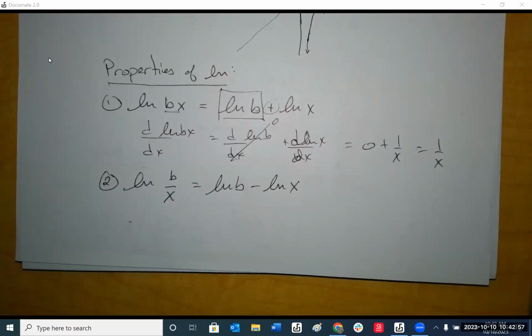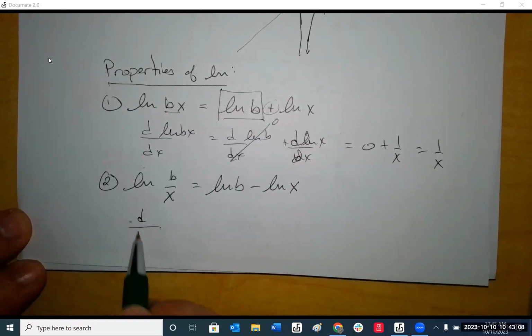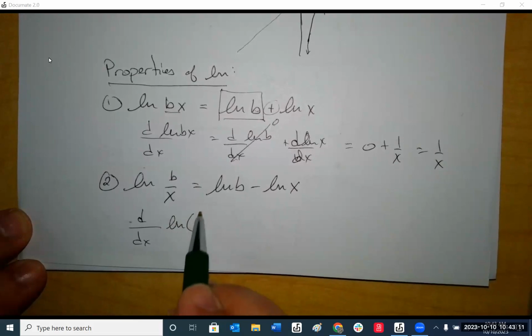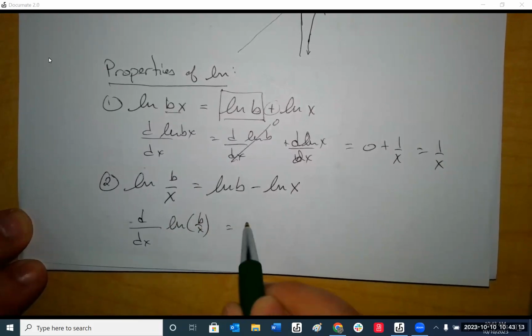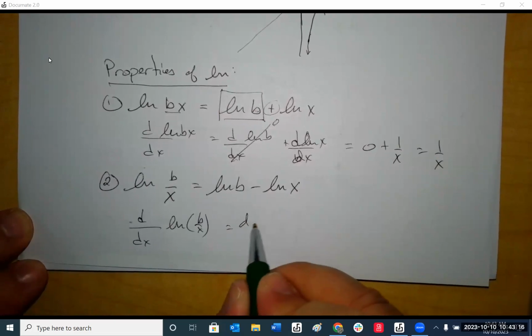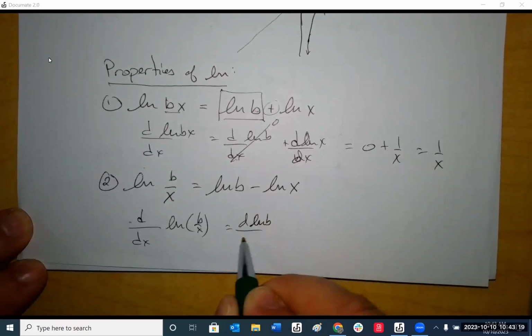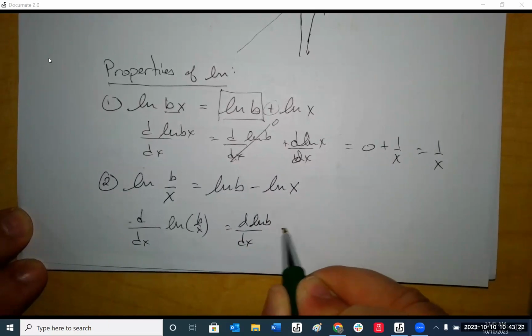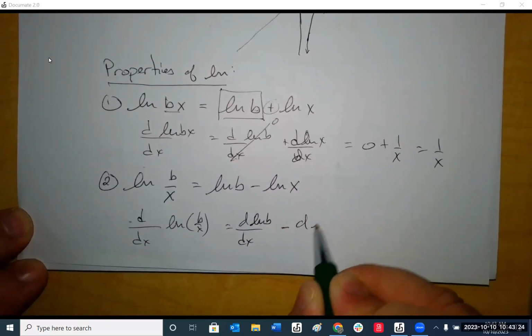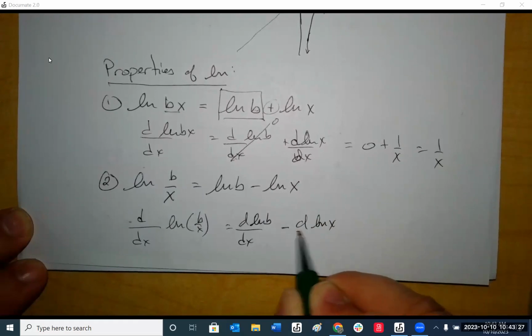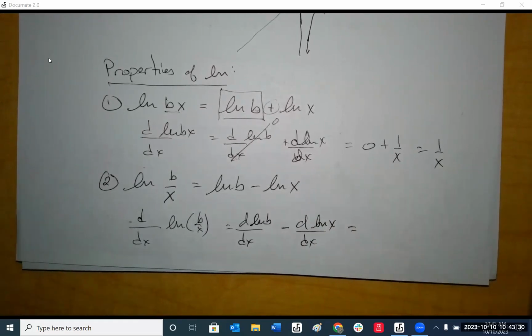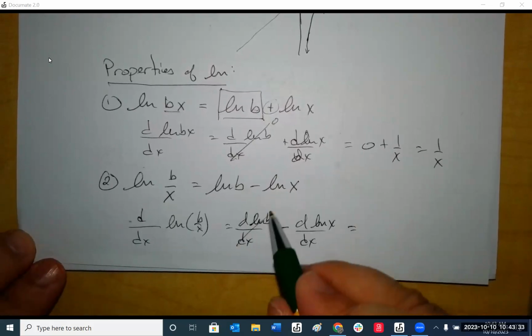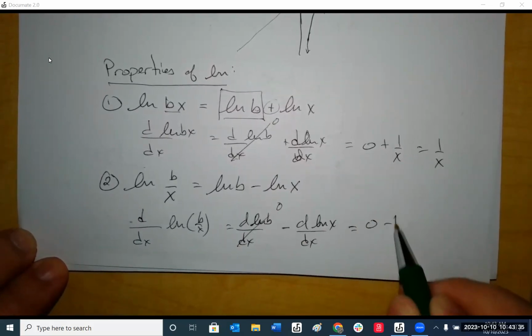So with this logic, what would the derivative of ln of b over x be? Negative 1 over x, yeah. It's d of ln b over dx minus d of ln x over dx. The derivative of a constant is 0, minus 1 over x.